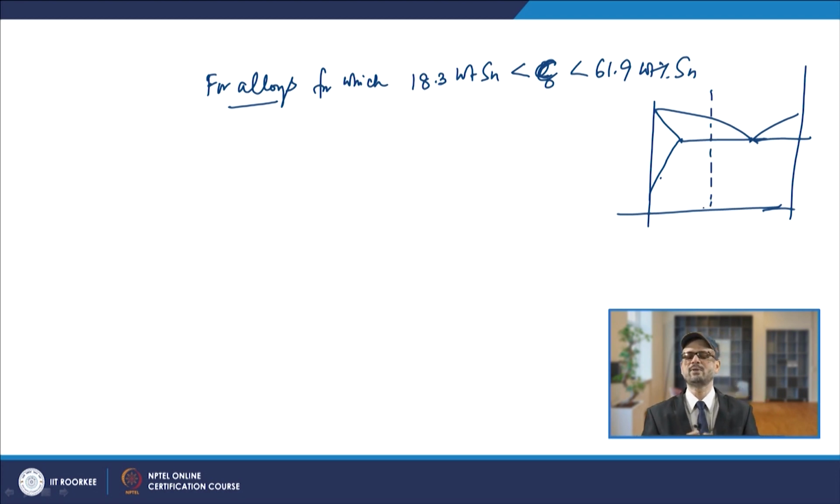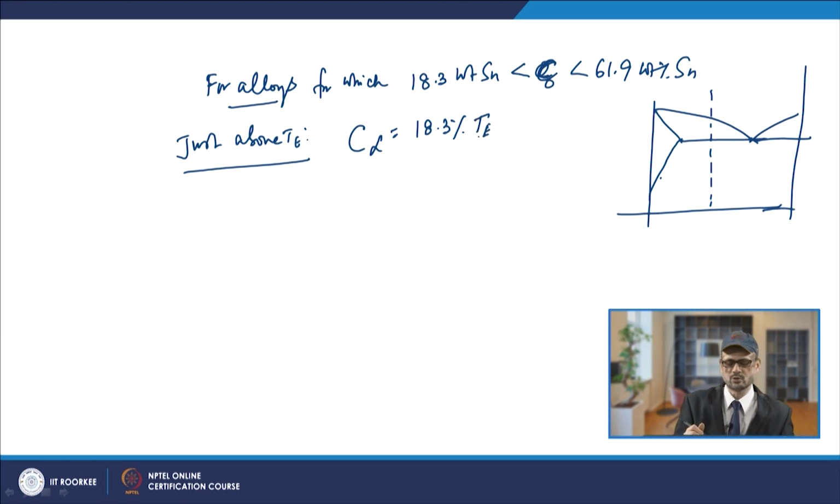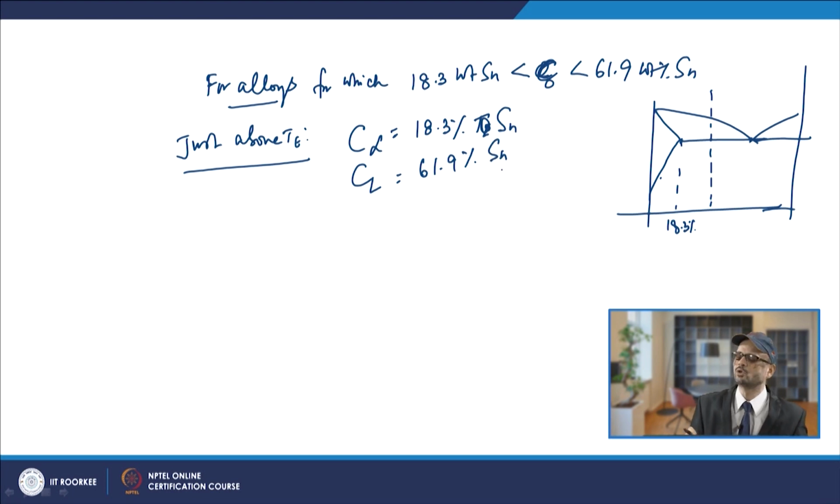Now, in this case what will happen, if you talk about just above the eutectic temperature, you will have C alpha that will be 18.3% tin. So, just above this line, you will have the composition of the solid phase as 18.3%, and just above this line there is the liquid, and it will have 61.9 weight percent tin. So, this is the one.